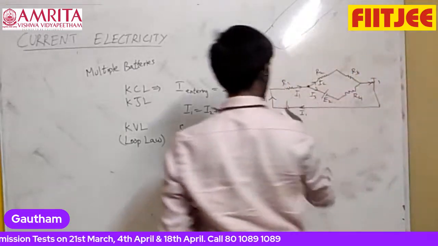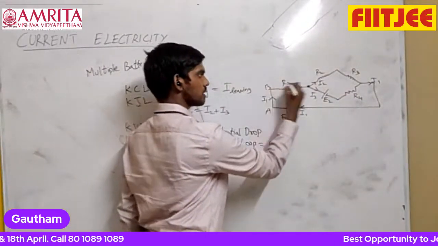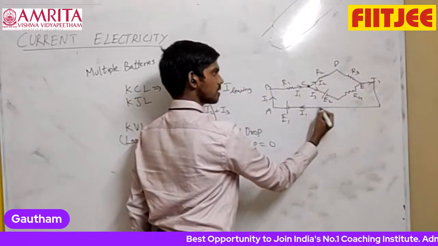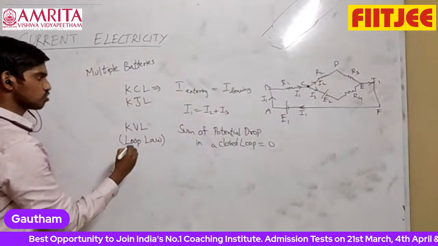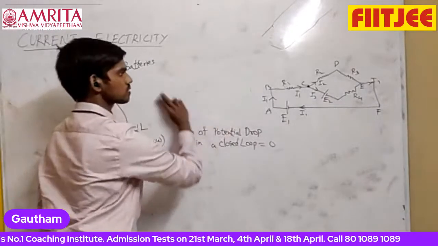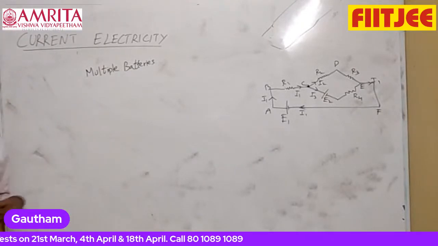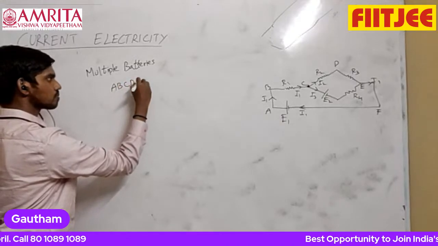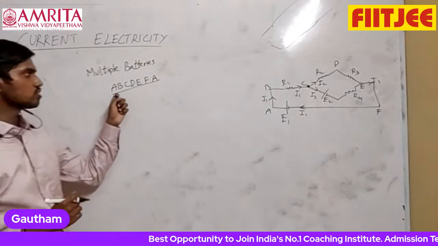So I'll write this for any closed loop. Suppose I write the closed loop as A, B, C, D, E, F, again back to A. The junction law is easier to write, but for the voltage law you have to be careful with the signs. This is my closed loop.